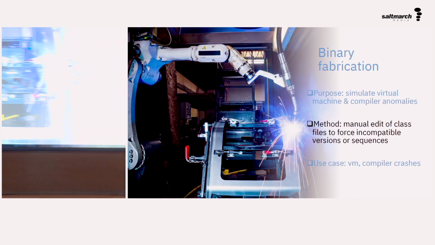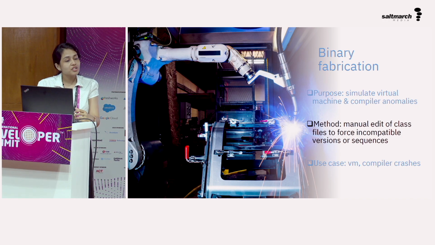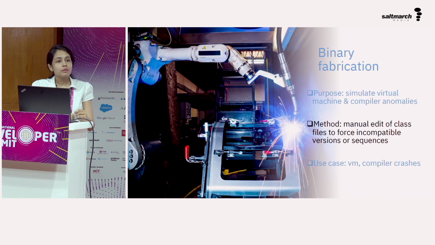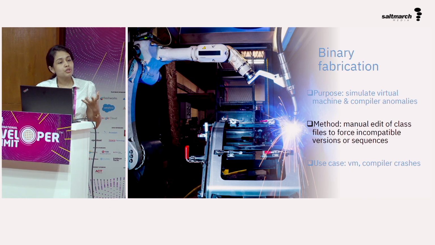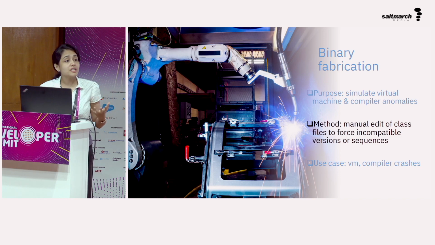So next is binary fabrication. This is mostly used for virtual machine and compiler anomalies. Whenever there is a version change, backward compatibility is usually an assured feature. You naturally assume that your old code should still be able to run. Imagine that a customer has migrated to a new version and for some reason is unable to run his old code. This is not supposed to happen.